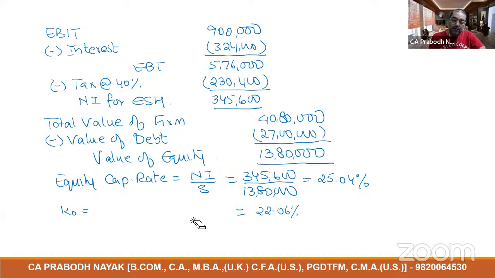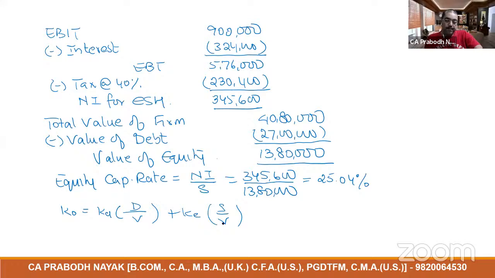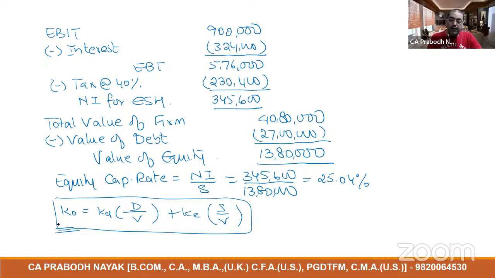EBIT upon... What is the formula that I do? Kd into proportion of debt. Correct. Plus Ke into proportion of equity. This one. Remember the formulas that I gave? I gave you two formulas in that. One is for calculation: value of levered firm is equal to value of unlevered firm plus debt into tax. And this was the second formula. This is nothing but the tabular form of your calculation.